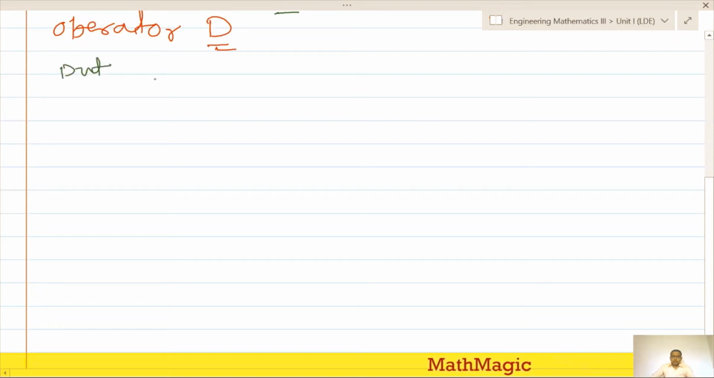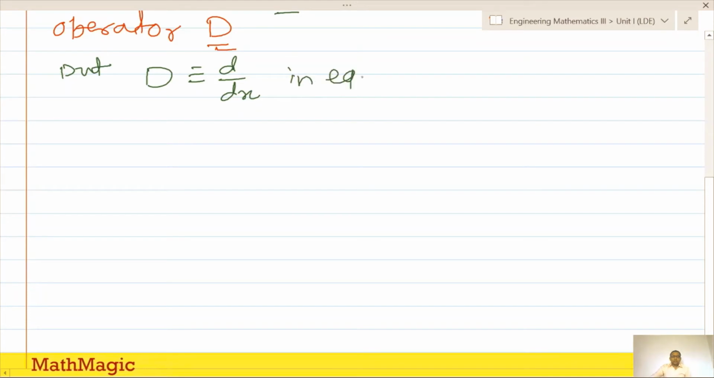Put here capital D is equal to d by dx. Okay, so whatever d by dx, we just replace that d by dx by capital D in equation number 1. We replace only the d by dx by capital D. So first of all, just write down the equation and then we replace. Okay, so what is the equation?